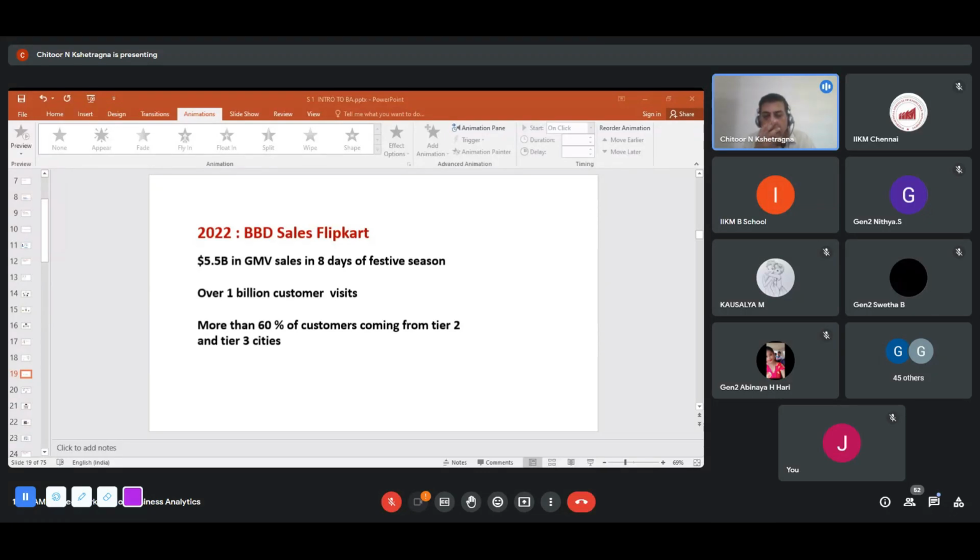When people don't have money, people are losing jobs. 2022 in the month of October, November, only in Flipkart. Imagine what Amazon would have sold. Another 8 billion, right? Almost 20 billion sales in 2 days here. And what's the number of customers who visited only Flipkart in 8 days? 1 billion. Imagine 1 billion. Right? And most of the 60% of customers came from tier 1, tier 3 cities.